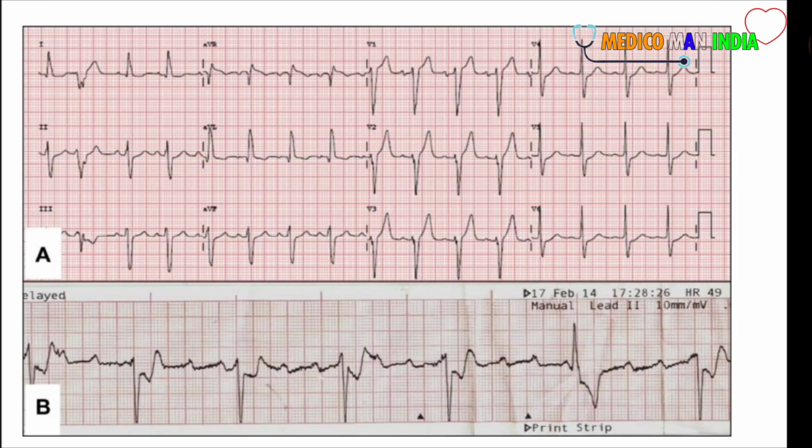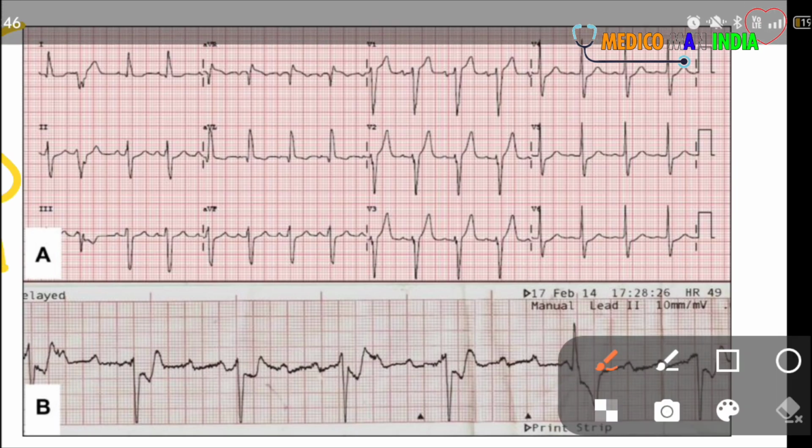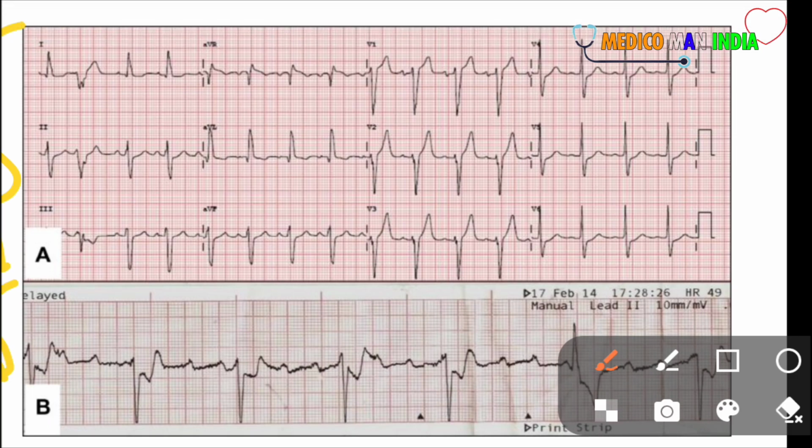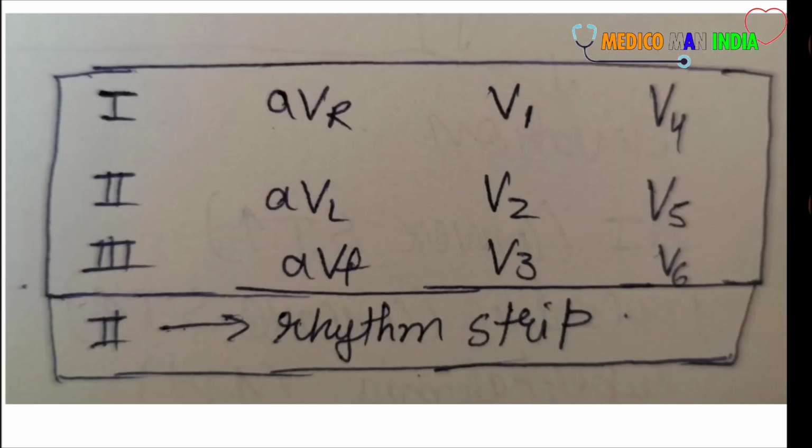Okay, this is the graphical representation of the ECG. Every time they may give only the upside strip, only the A part, but in some places they may even give the B part, okay? The B part is nothing but lead 2. Well, let me show the arrangement.